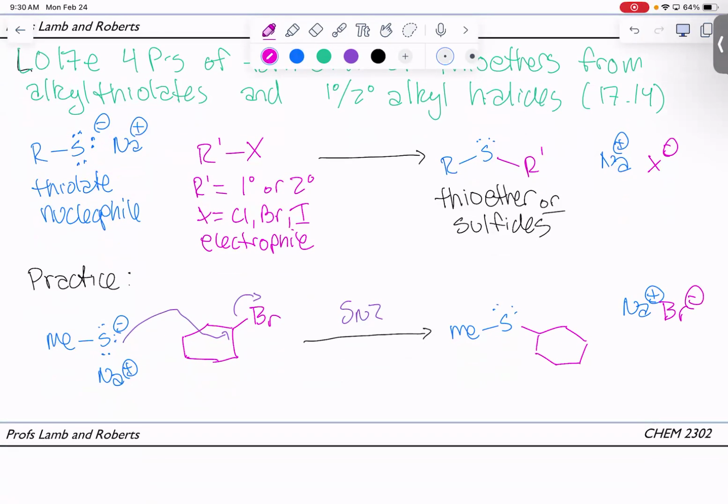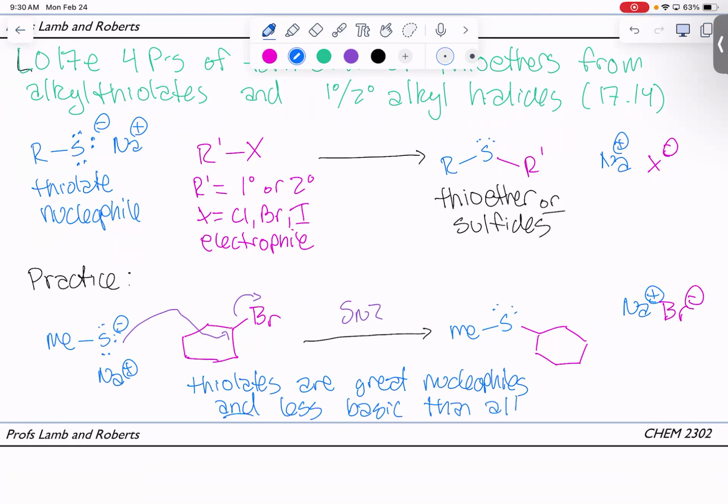All right, so why can we do this? I wish I could tell you all the rules are the same for oxygen and sulfur, but that's not the real world. We have to go with what's true rather than what's convenient. And so in this case, we see that it works with a secondary. So why is this? This is because our thiolates are great nucleophiles and they're less basic than alkoxides.